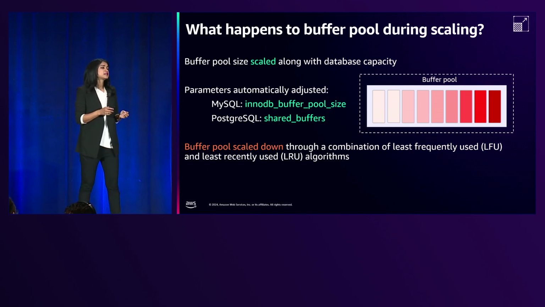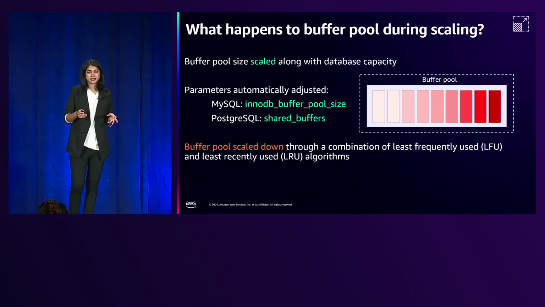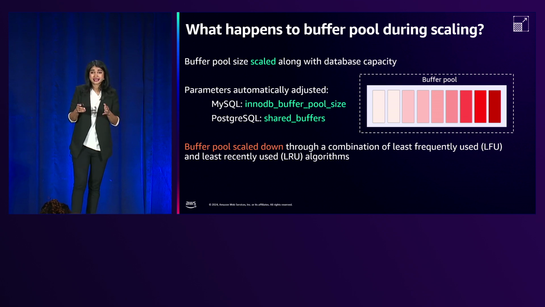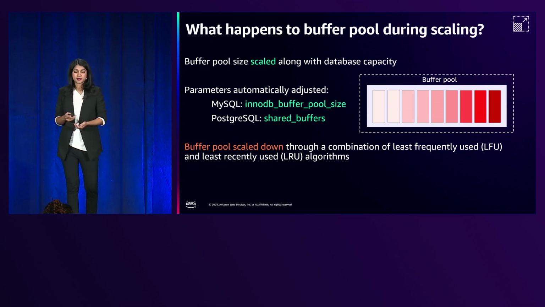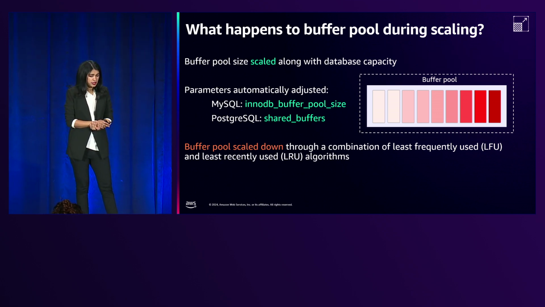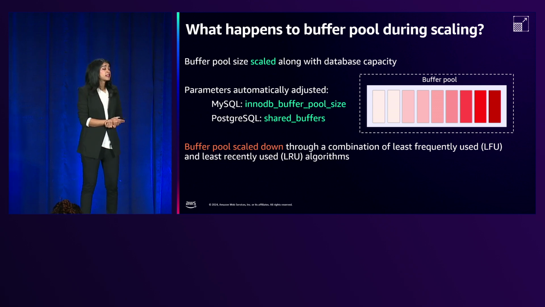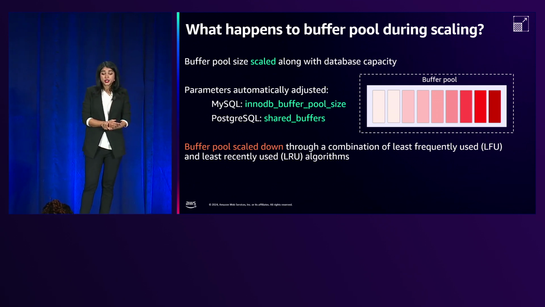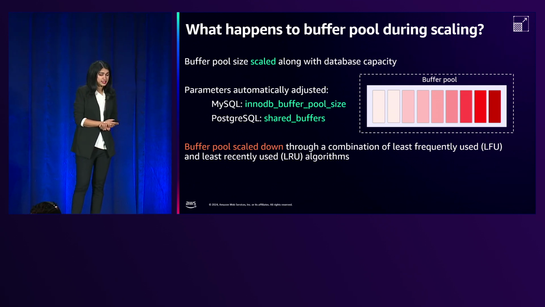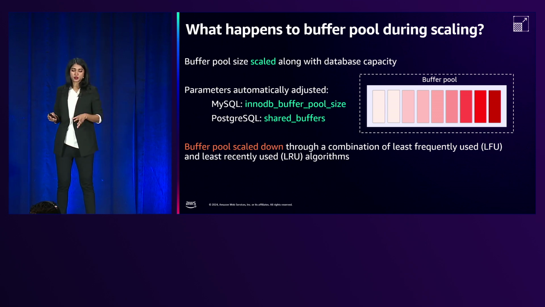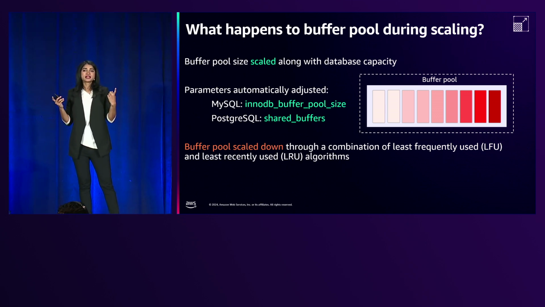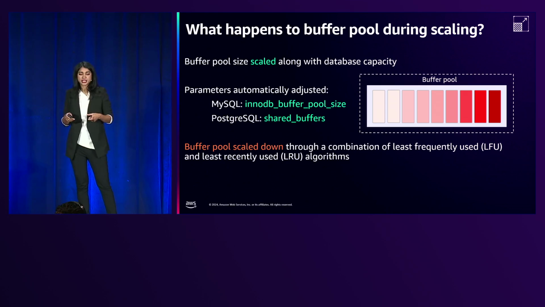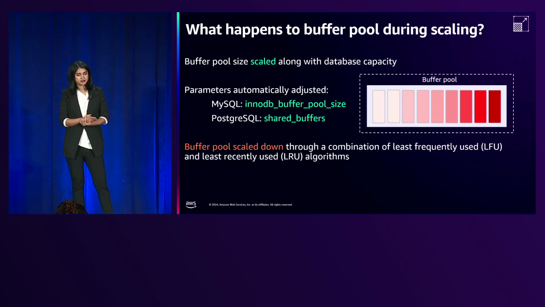Now, let's talk a little bit about what happens to the buffer pool during scaling. The buffer pool is the primary cache of your database. So we also scale the buffer pool during the database capacity scaling operation. These are the parameters that are going to be changed: InnoDB buffer pool size for MySQL and shared buffer for Postgres. And when the buffer pool is scaling down, we do it with a combination of least frequently used and least recently used algorithms.